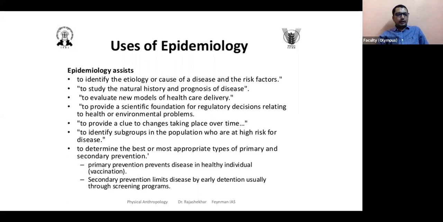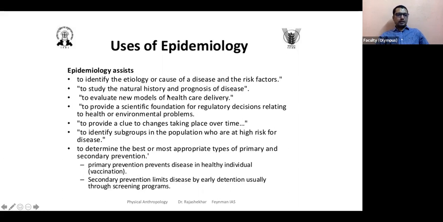Identifying the etiology, or the cause of the disease, and the risk factors associated with it: what age people are at risk, and whether any food factors, malnutrition, these types of things cause problems. Those are the things that we need to worry about.